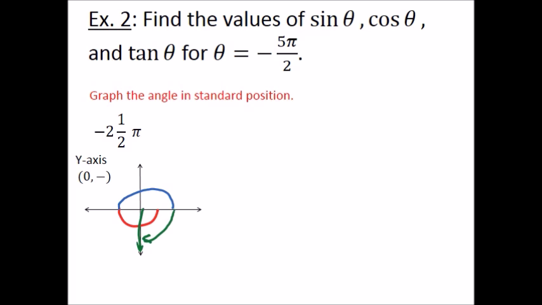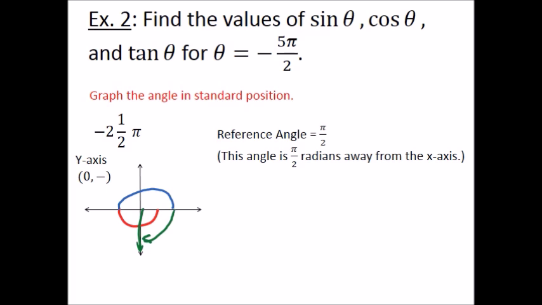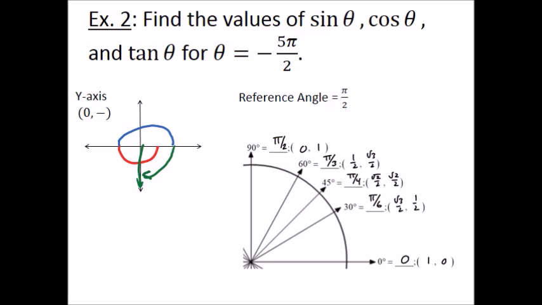The reference angle again is the smallest number of degrees or radians between the angle and the x-axis. Here the angle is pi over 2 radians away from the x-axis, so the reference angle is pi over 2. Using a diagram of the first quadrant of the unit circle, a reference angle of pi over 2 has coordinates 0, 1. -5 pi over 2 matches to the same point, except that its y-coordinate will be negative because it's at the bottom of the y-axis. So the angle -5 pi over 2 will hit the unit circle at the point 0, -1.